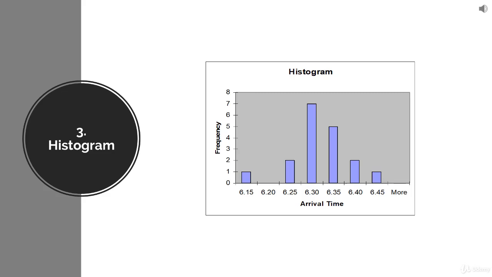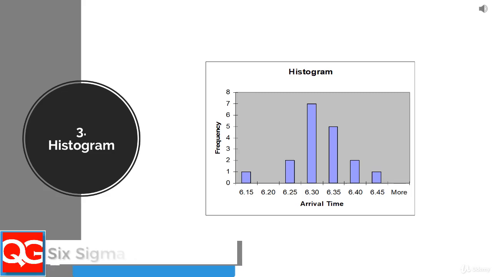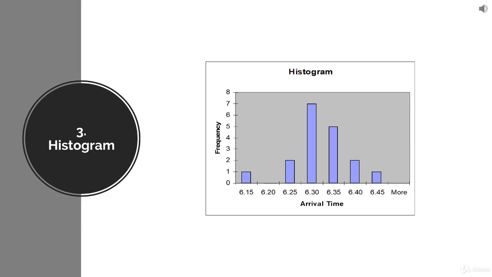So here I have the histogram of the time I reach my office. I'm supposed to reach at 6:30, maybe plus minus 5-10 minutes, and this is what I recorded. This data was collected over 18 days. So every day I reach office, I record my time.